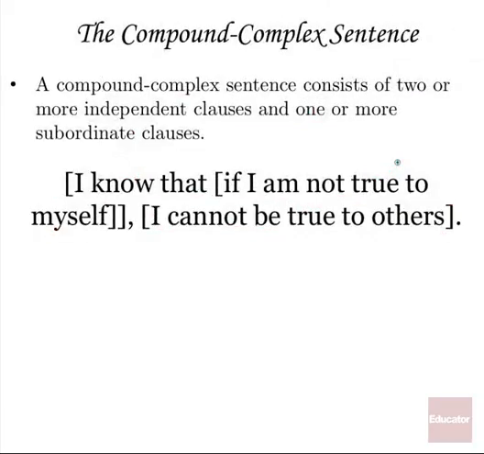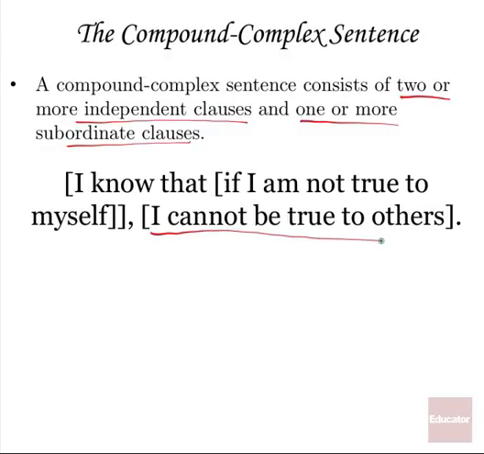All right, here is the mother lode, the compound complex sentence. A compound complex sentence consists of two or more independent clauses, just like a compound sentence, and one or more subordinate clauses, just like a complex sentence. So, I know that if I am not true to myself, I cannot be true to others.